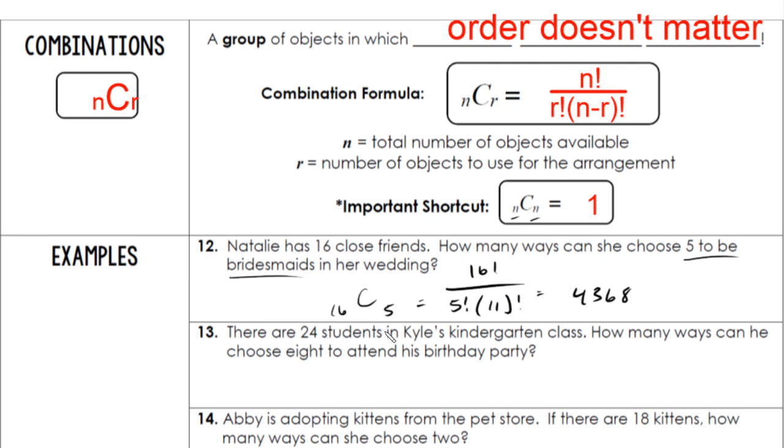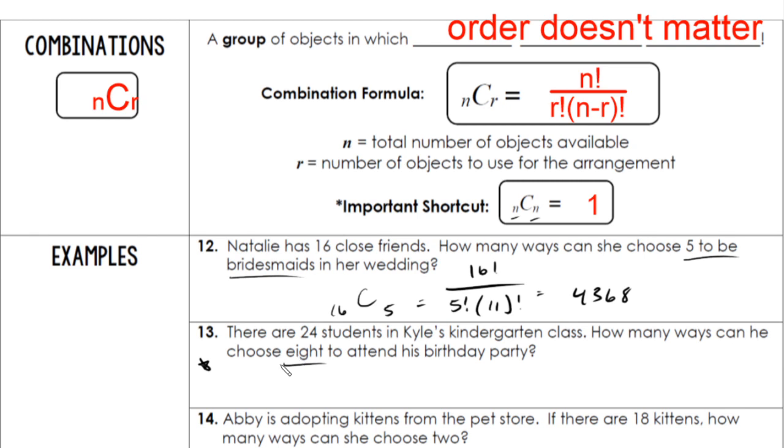There are 24 students in Kyle's kindergarten class. How many ways can he choose 8 to attend his birthday party, right? It's really important that you keep asking yourself, does order matter here? Well, imagine you are one of the people in Kyle's kindergarten class. If Kyle chose you second to attend his birthday party versus Kyle choosing you 7th to attend his birthday party, does the outcome to you change, right?